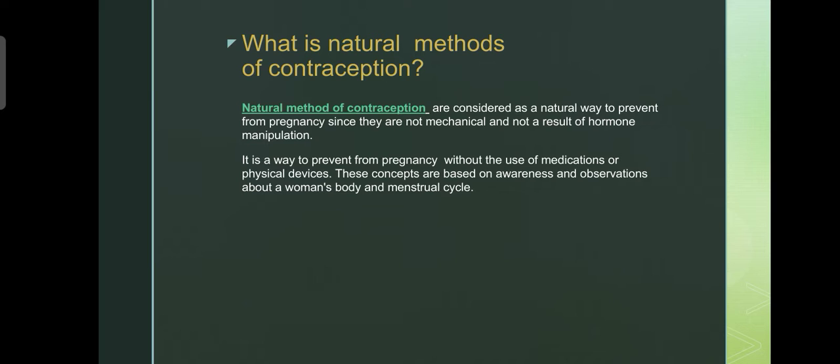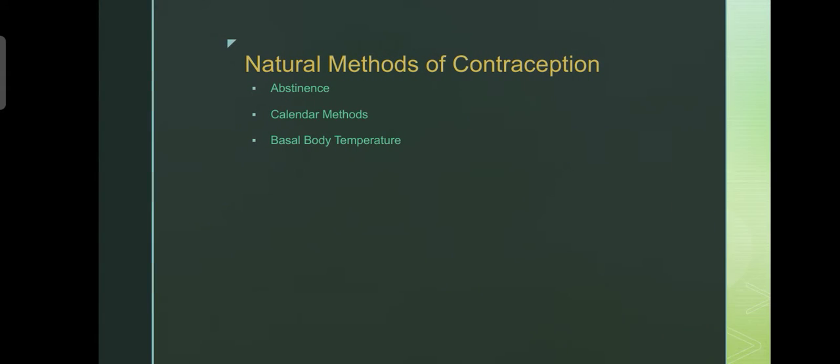These concepts are based on awareness and observations about a woman's body and menstrual cycle. So, in the next slides are the methods of contraception: the abstinence, calendar method, and the basal body temperature.